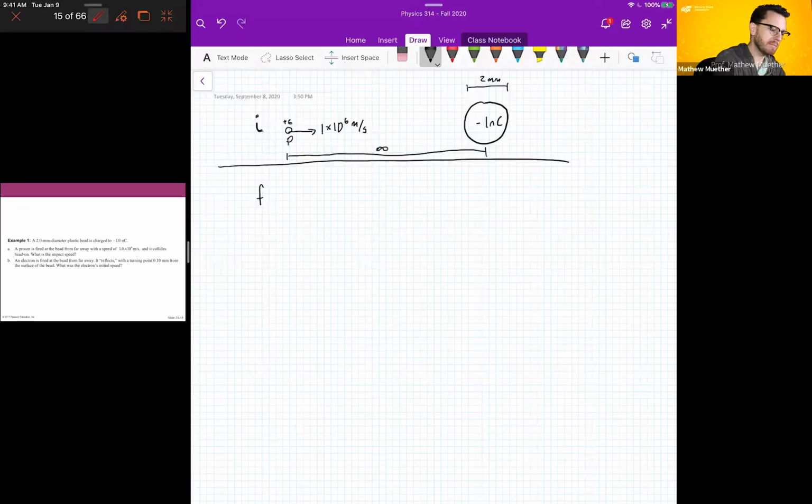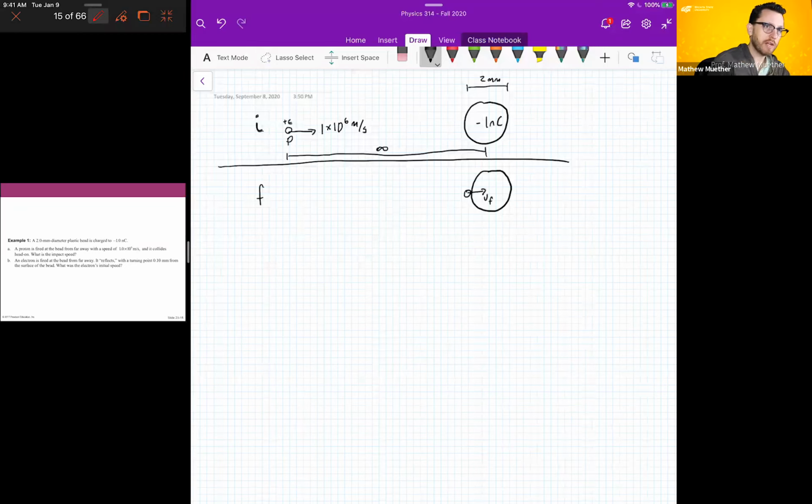And then some time goes by, and we relook at our system, and we see that the system has evolved, and now that proton is right at the surface of this charged object, and it has some, what we'll call, V final in this direction.